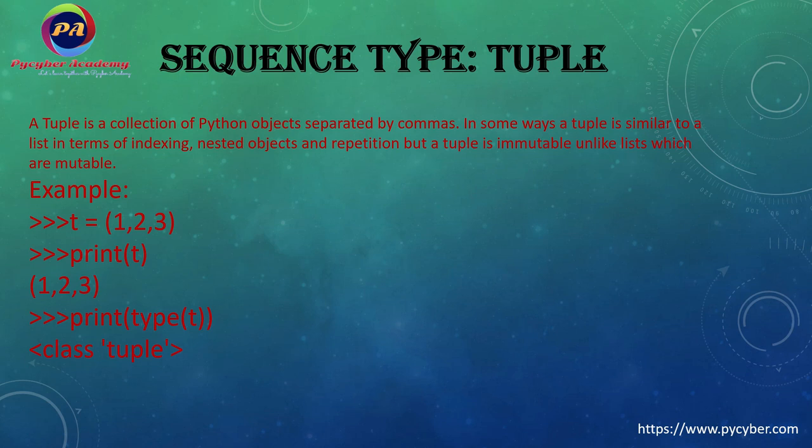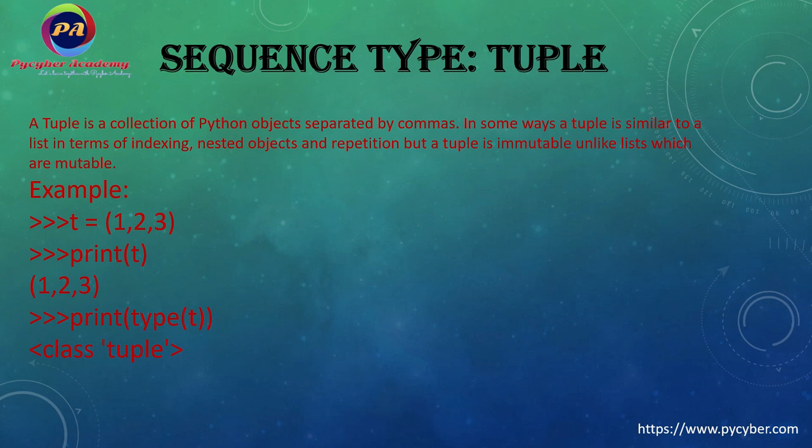Moving on to the next, that is tuple. A tuple is a collection of Python objects separated by commas. Tuple is similar to a list in terms of indexing, nested objects and repetition, but a tuple is immutable, unlike lists which are mutable. We know that if we create a list, we can change that list. That means we can change the value of an item at a position. We can add elements to that list. We can delete elements from that list. But for a tuple, once we create a tuple, we can't change it. That's why it's called immutable. Other than that, tuples and lists are mostly the same.